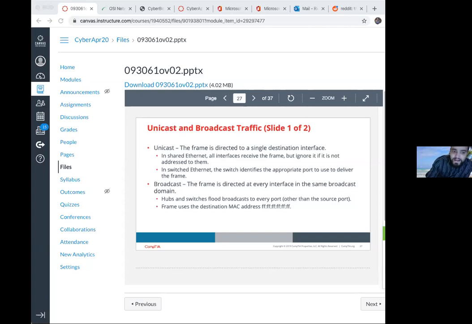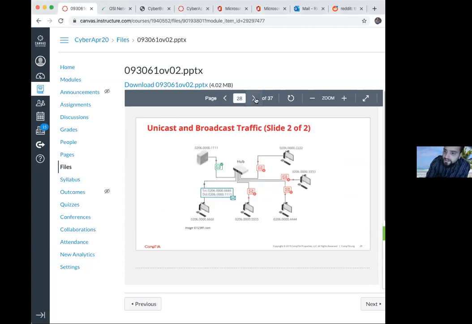And then we have broadcast. Broadcast sends the data to all other nodes on the network. So hubs and switches can flood a broadcast to every port except their own, because they're aware of themselves. And then a frame uses the destination MAC address. Remember, the first three octets are for the organization, and the last are the serial number.